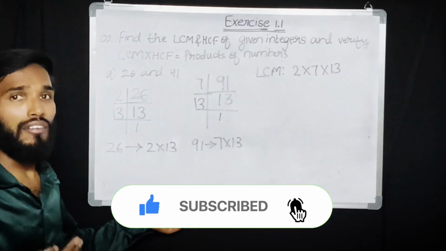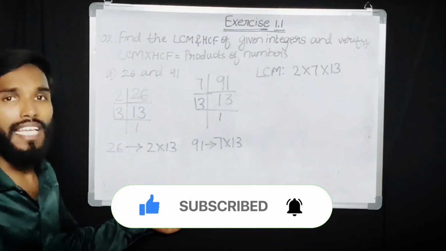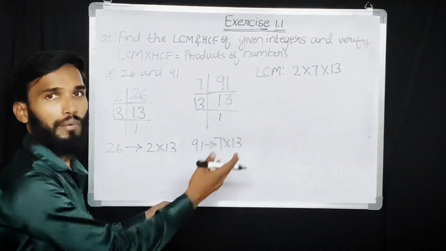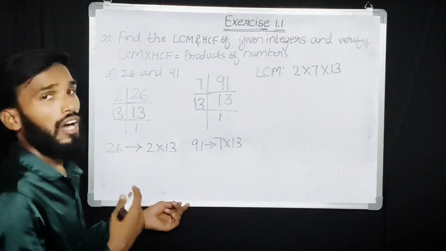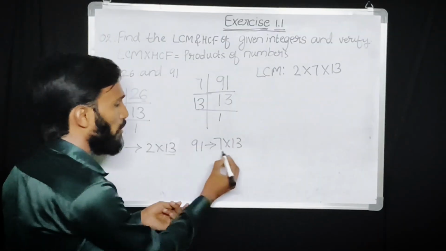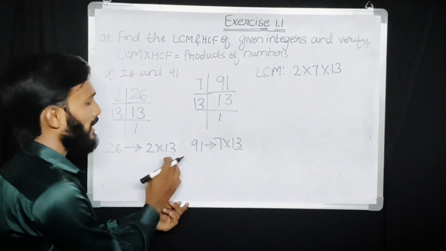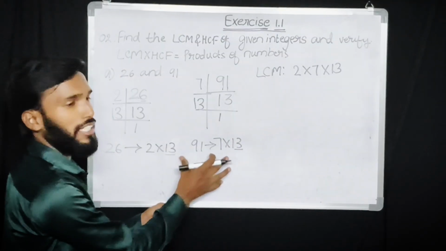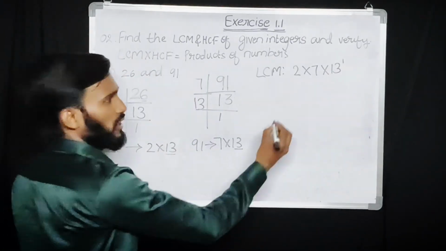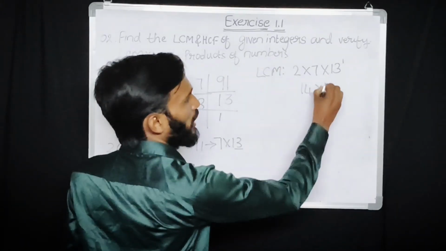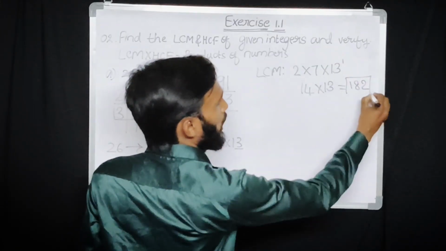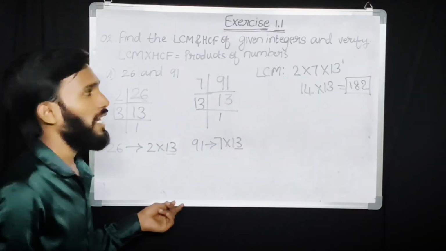Now, what is the definition of LCM? Least common multiple. First write all the factors you got. Next, take the factor with the highest power. What is the common one here? 13. And how many times does it appear in these two numbers? 1 time. So this is 1. Here 2 sevens are 14. 14 into 13, how much? 182. So the LCM is 182.